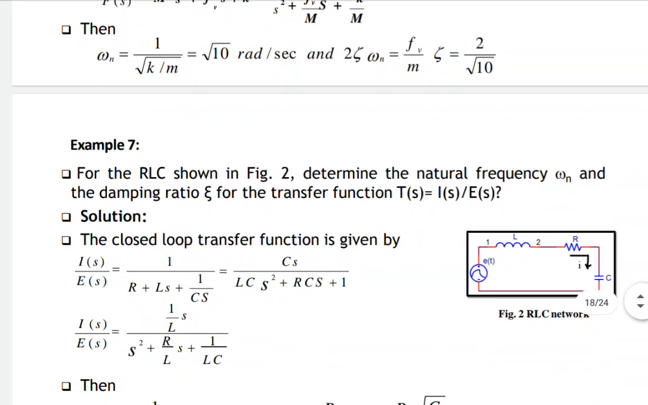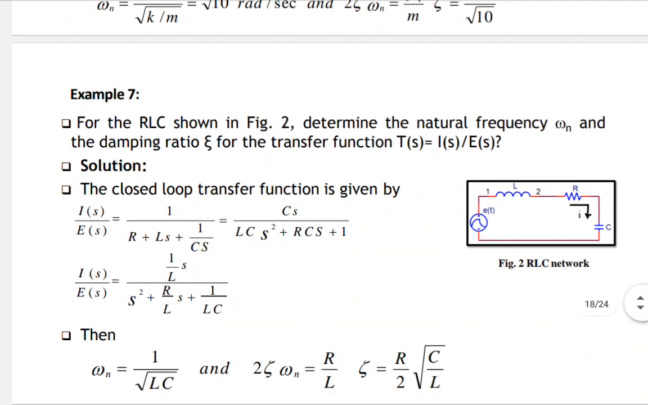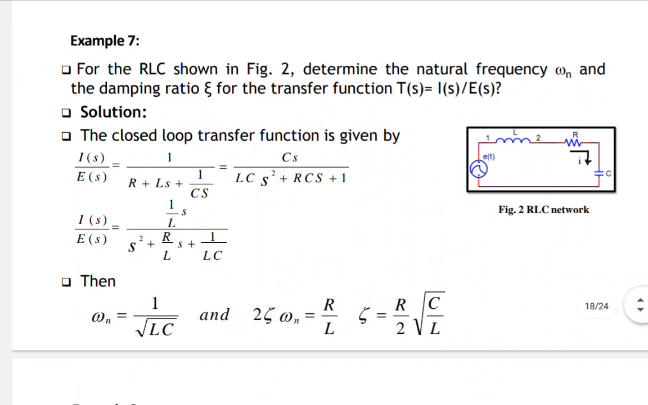Okay. Now another example is an RLC series circuit. Determine the natural frequency omega n and the damping ratio xi for the transfer function T of S equal to I of S by E of S. I of S is the respective current, and E of S is the respective voltage. The closed loop transfer function is provided.